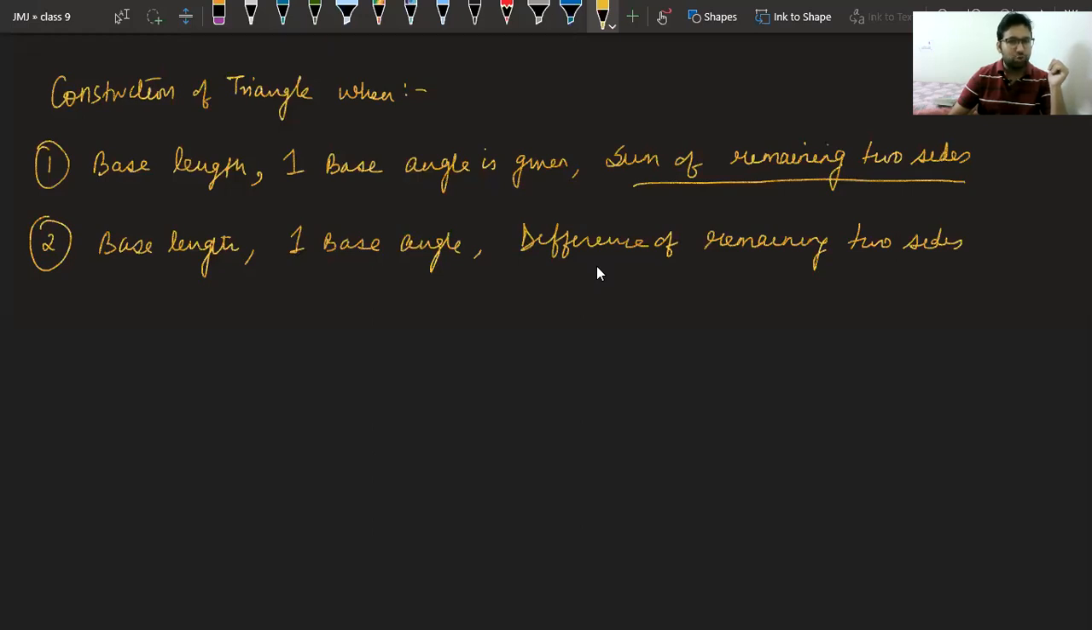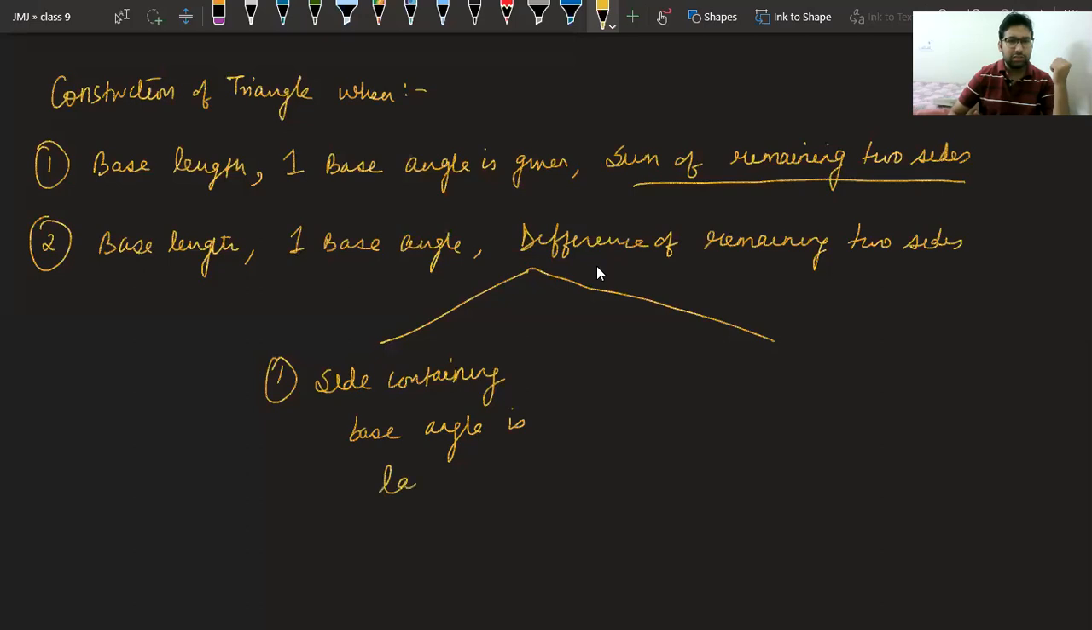So here also we have 2 mini sub cases. In this case number 2, we have 2 mini cases. The first one is side containing base angle is larger. The hint is take arc upwards. I will explain this tomorrow, not today, but just giving you a hint.